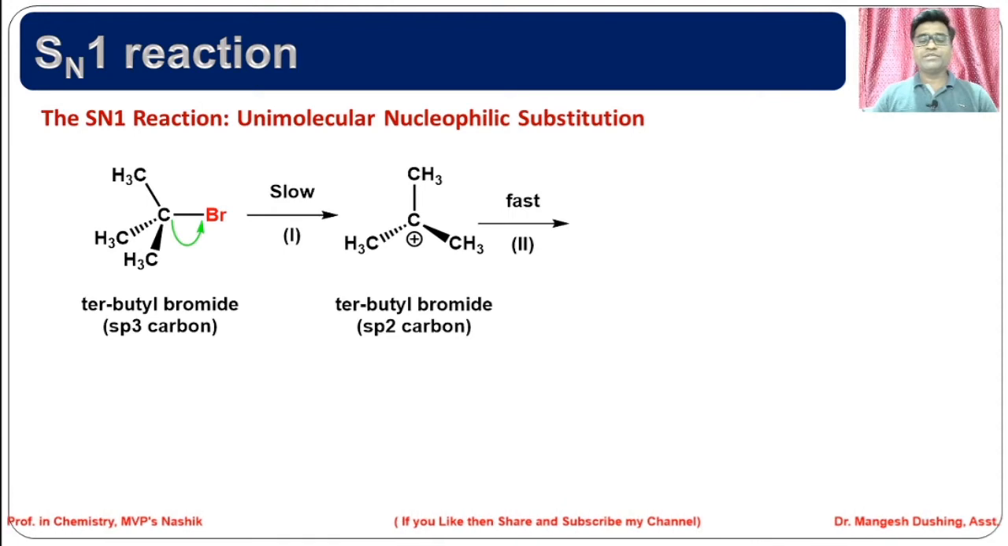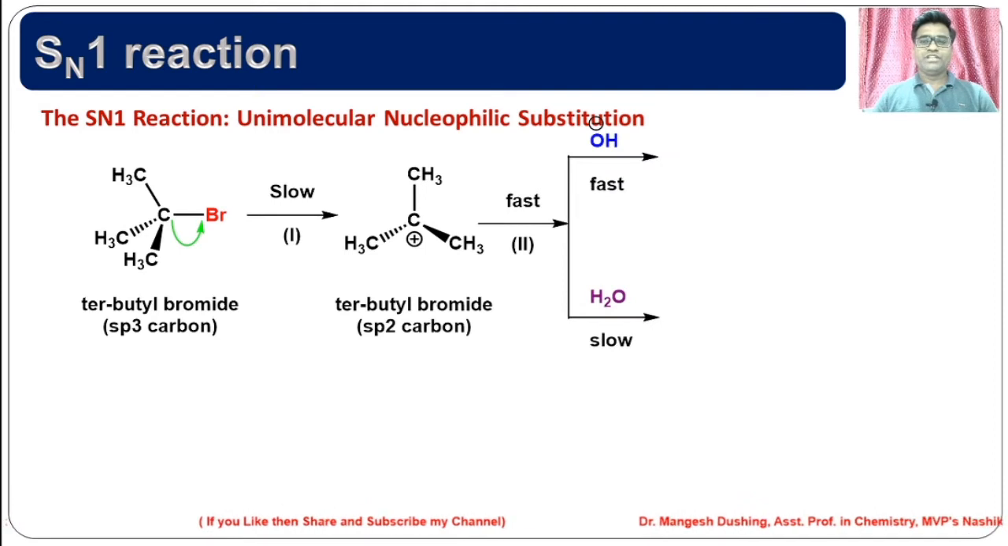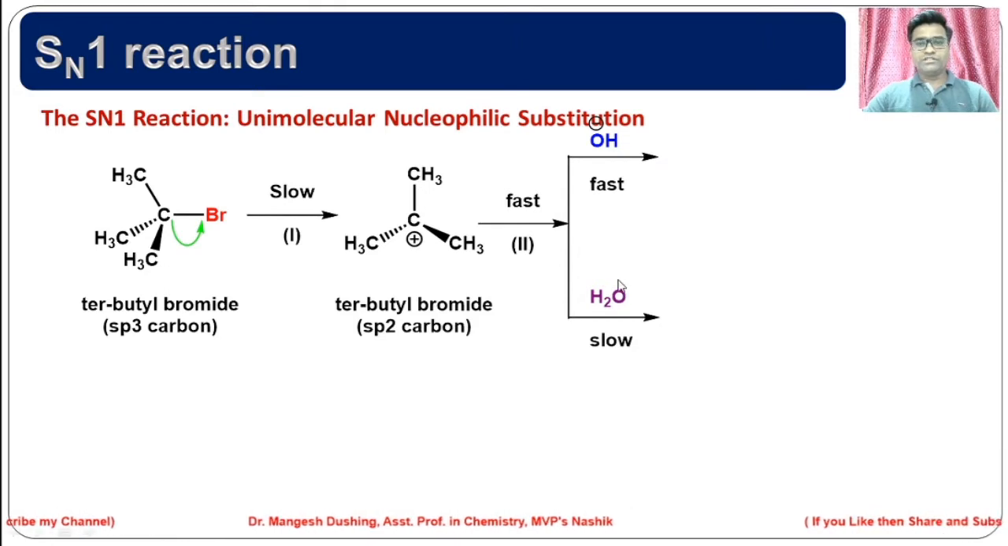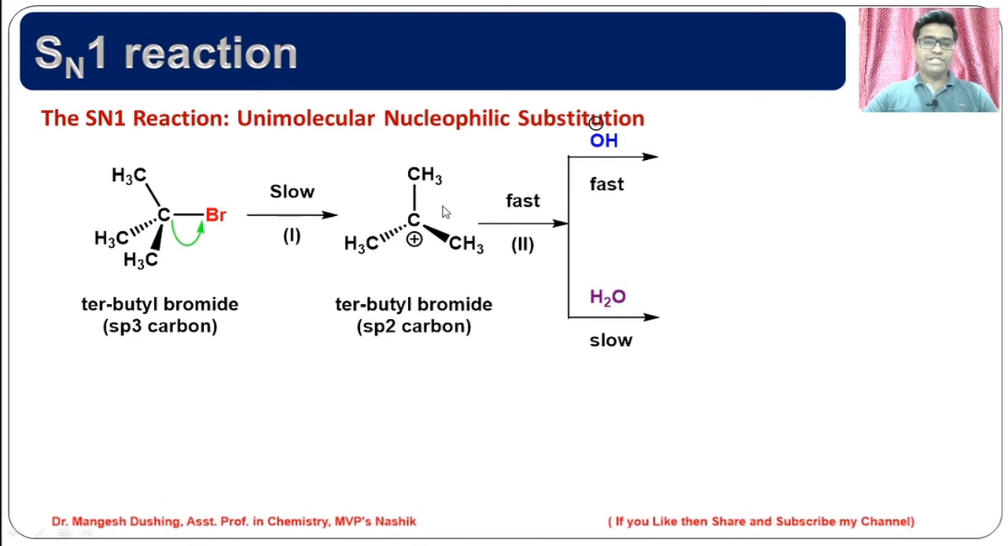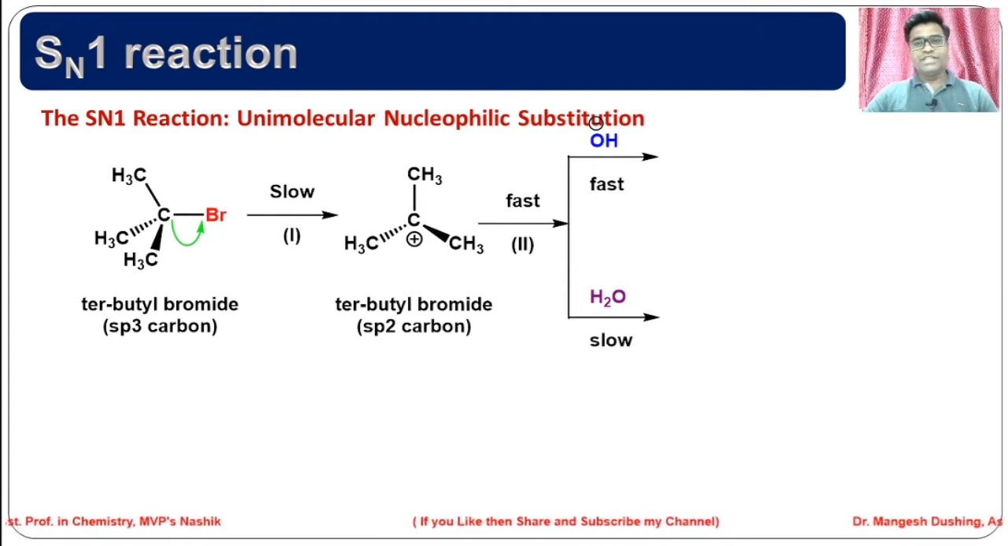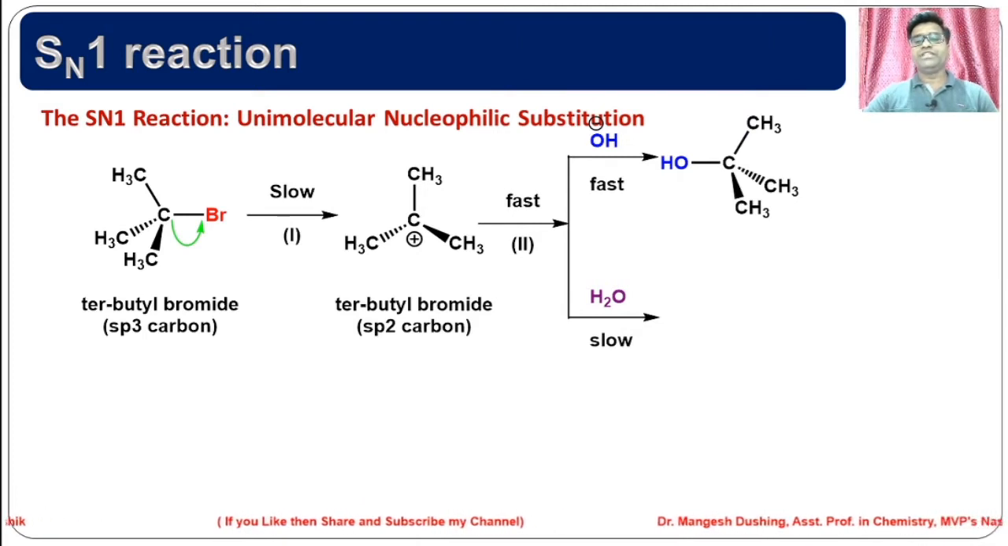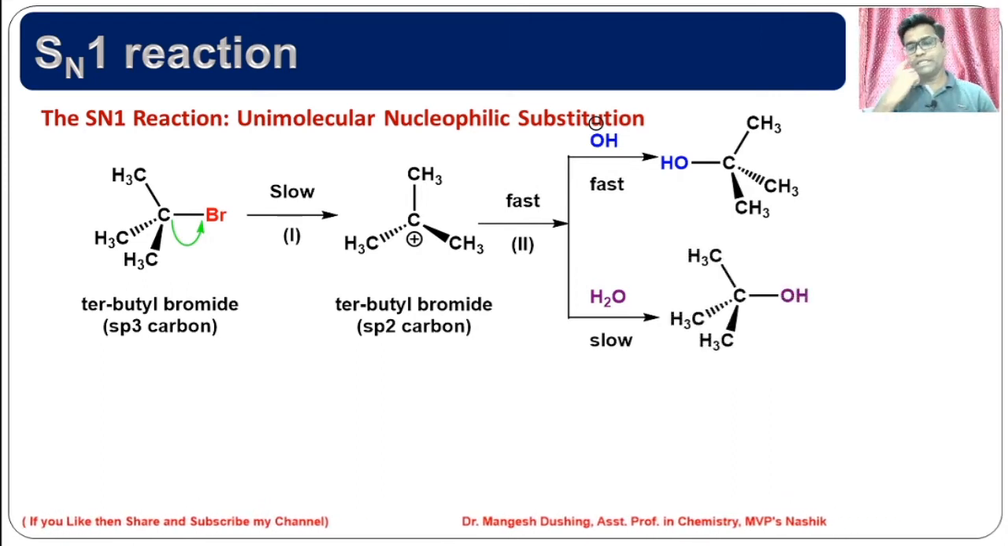Now the second step must be a fast step. In that case, the nucleophile's role will come. Now, whatever the aqueous NaOH is our reagent, so this OH minus acts as a nucleophile. Similarly, water, that is the solvent, can also act as a nucleophile. Now it has a planar geometry. So the nucleophile may come from both sides equally. If OH comes from the back side, we will get this tertiary butyl alcohol. If OH comes from the front side, we will get this tertiary butyl alcohol as well.